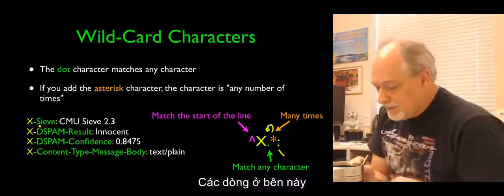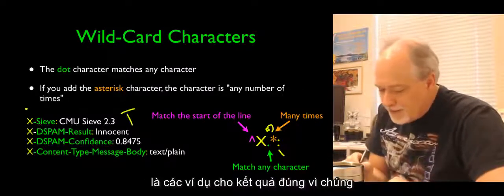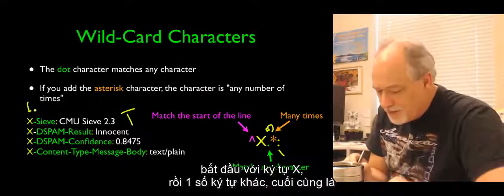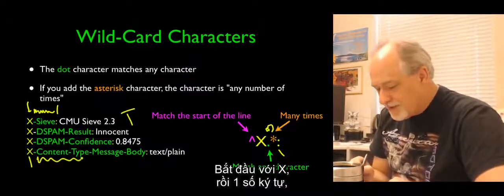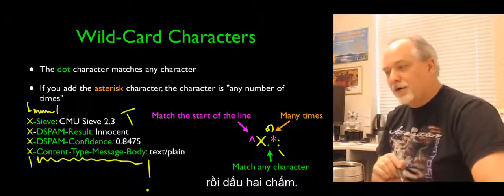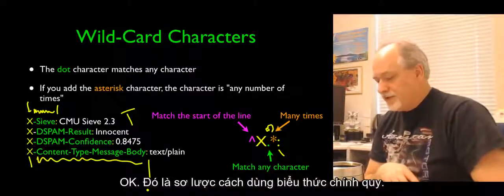And so if you look at lines, these are the kinds of lines that will give me a true, because they start with an x, followed by some number of characters, followed by a colon. So that's true. Start with an x, followed by some number of characters, followed by a colon. Okay? And so that's basically how this works.